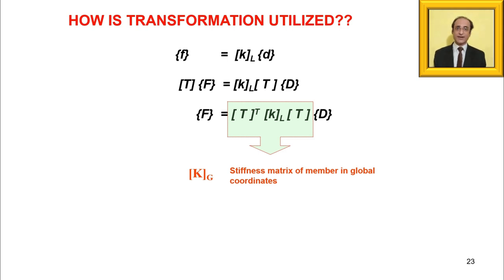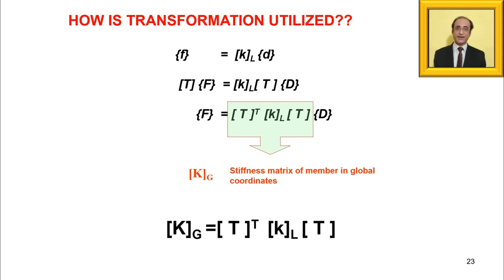So the program has to first assemble the stiffness matrix in the local coordinate system. That is standard. This is a standard expression. Then work out the transformation matrix and carry out this computation. So all matrices are 6 by 6 and we'll get the stiffness matrix in the global coordinate system.